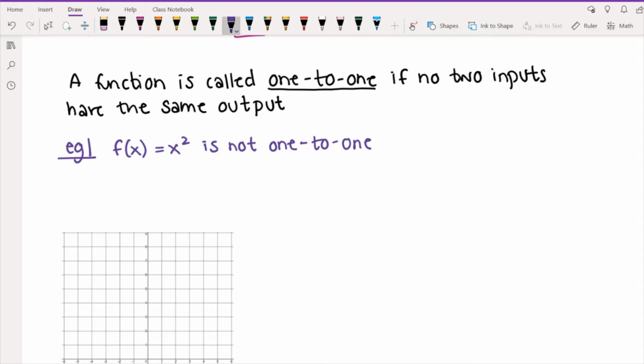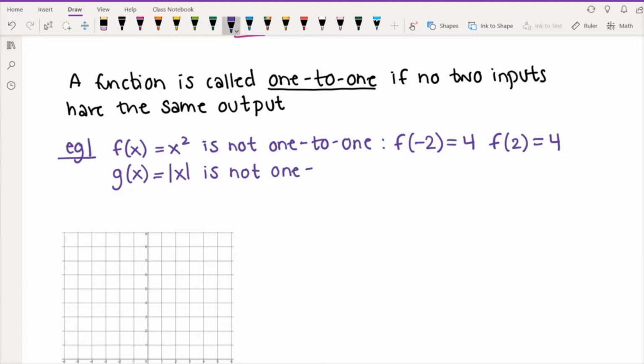And how would you demonstrate that it's not one-to-one? Well, if you plug in, for example, let's say -2 and +2, you get the same result, right? f of -2 is 4, f of +2 is also 4, so you have repeated outputs. Another example of a function that is not one-to-one would be absolute value of x. So again, if you plug in, let's do -2 and +2, you get the same result.